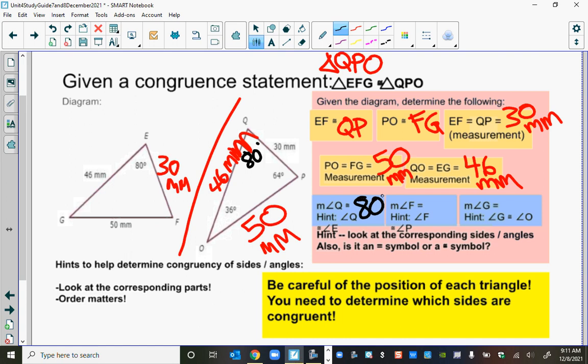Okay, what about angle F? P. Okay, what's P? 64. So then F has to be 64. Bullseye. Good. He's telling us 36. Yeah, it has to be. Good. G and O match up. There we go. Easy. Especially once you get that triangle congruence. It's a piece of cake. Knock it out. Good job.